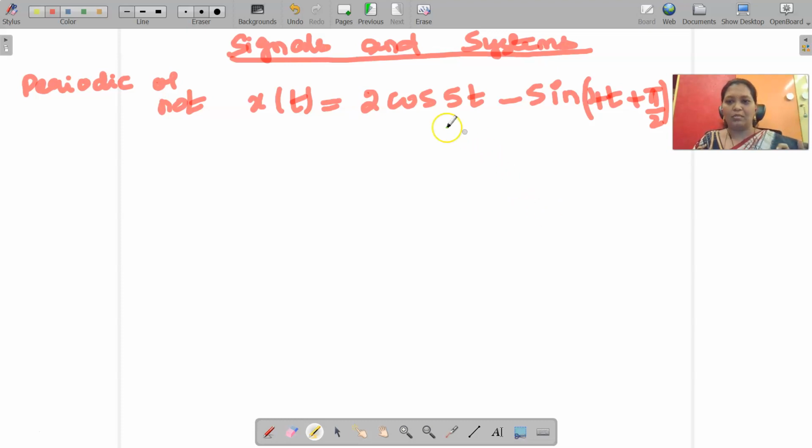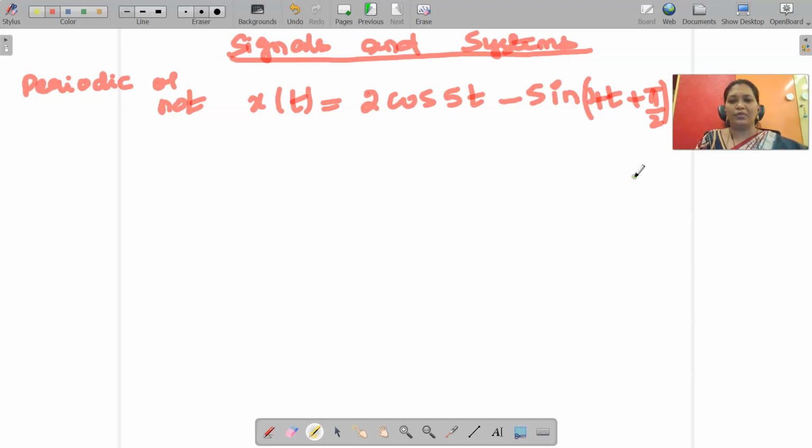So we know cos pi t generally is a periodic signal. Generally sin(4t plus pi by 2) is a periodic signal. Why? Because a cosinusoidal signal is always a periodic signal in continuous time, and a sinusoidal signal is always a periodic signal in continuous time. So in general we can say that this signal is a periodic signal, and this signal is also a periodic signal. But when we merge these two, we don't know whether the output is periodic or aperiodic. So we are going to find out.